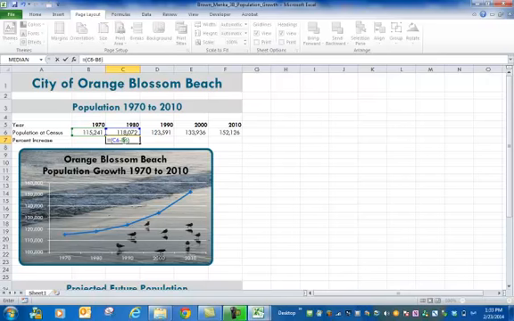We've got to close our parentheses, and then we're going to divide that by last year's population, or the previous year's population. So divide by B6, right? So equal sign, open parenthesis, C6 minus B6, close your parentheses, divided by B6. Hit enter, and in C7 you should get 2%.